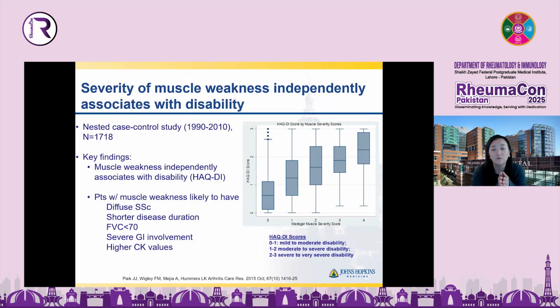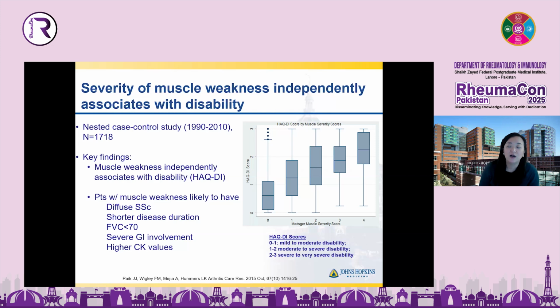So basically, the purpose of this study was to determine, well, we know that muscle weakness and myopathy is not good to have, but what are the hard outcomes that we can look at to prove to the medical community and to our patients that if someone has myopathy, then they're going to have more severe disability. And what we did was that from 1990 to 2010, we did a nested case control study and looked at patients who had muscle involvement and who didn't, and then also looked at their outcome measure of HAQ-DI, which is the Health Assessment Questionnaire, or a marker of disability index. Now, it's a patient-recorded questionnaire.